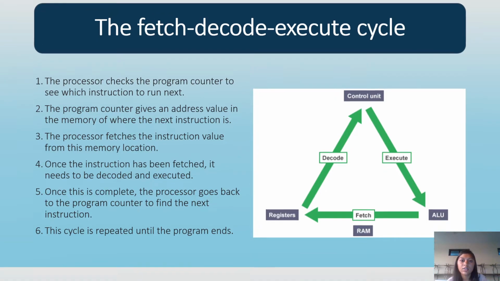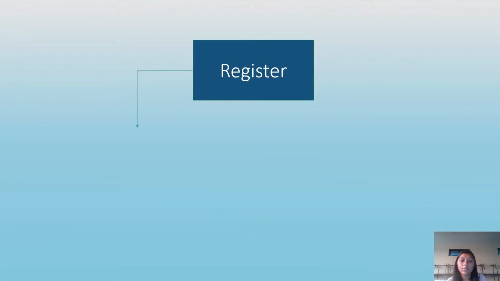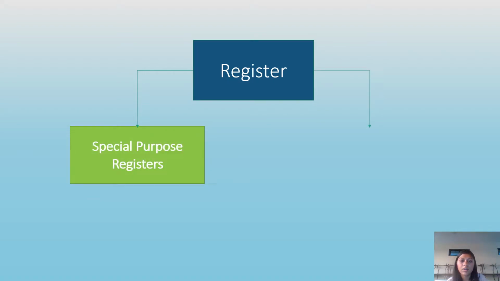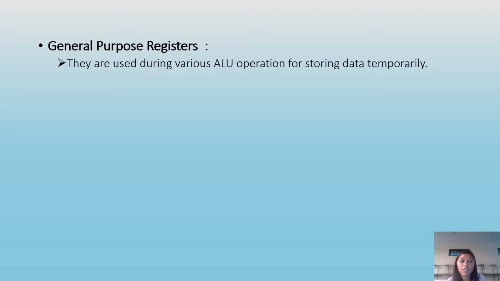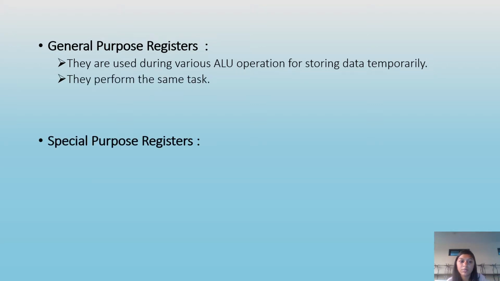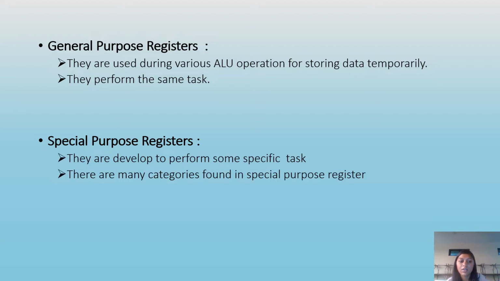Let's see the types of the register. There are mainly two types of the register. The first one is the special purpose registers and the second one is the general purpose registers. General purpose registers are used during various ALU operations for storing data temporarily. They perform the same task, while special purpose registers are developed to perform some specific task, and there are many categories found in these special purpose registers.